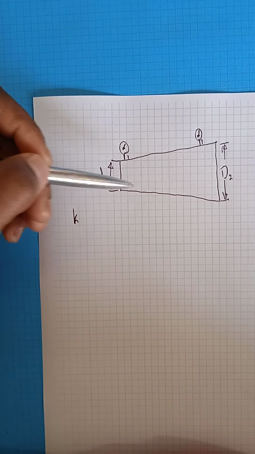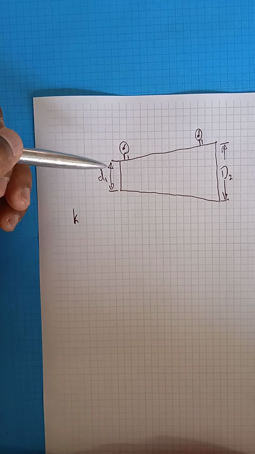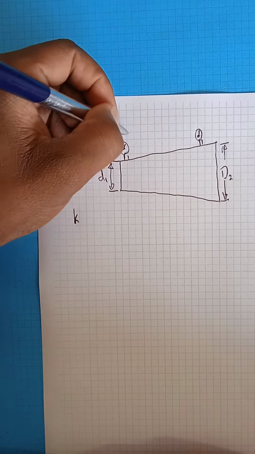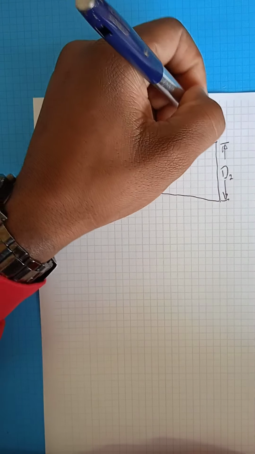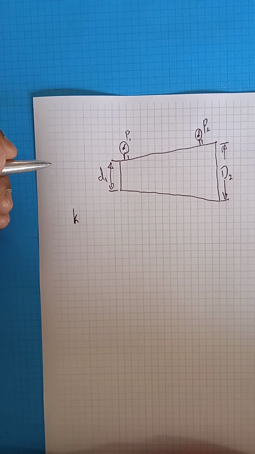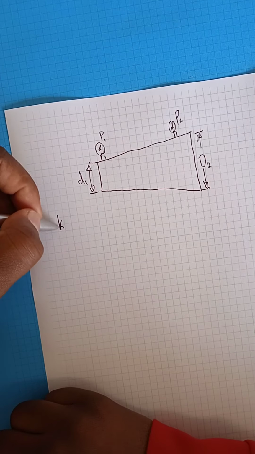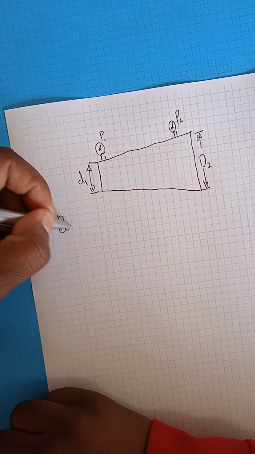So what we do, we take our pipe and then we're going to use the pressure gauges, whereby we're going to have pressure gauge number 1, as you can see. We're also going to have pressure gauge number 2 there, whereby we have what we refer to as Bernoulli's theorem. We normally use Bernoulli's theorem.